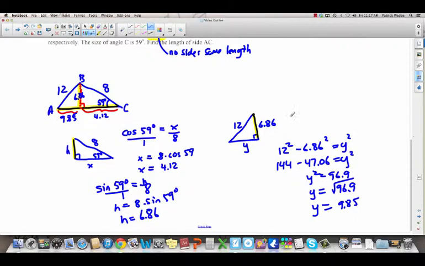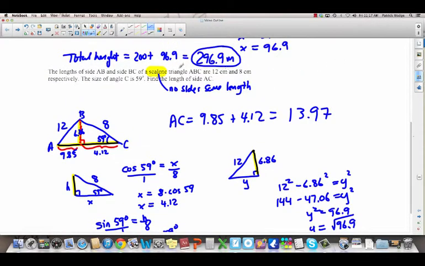If you want to get the total distance for AC, AC is equal to 9.85 plus the 4.12. 9.85 plus 4.12 is 13.97. Does it say centimeters or anything? Yeah, centimeters. So 13.97 centimeters. Alright, that's 2 done, 1 to go.